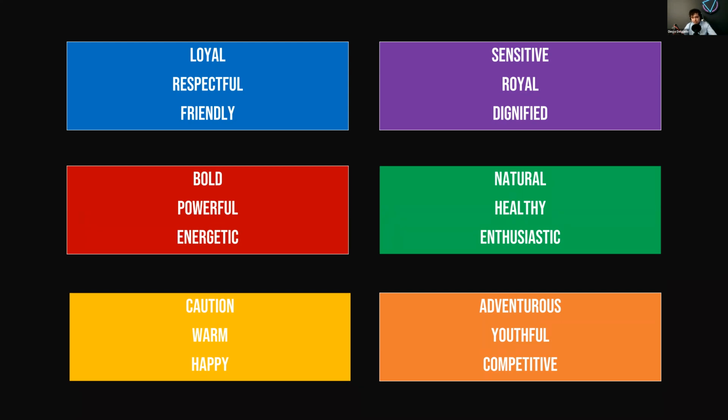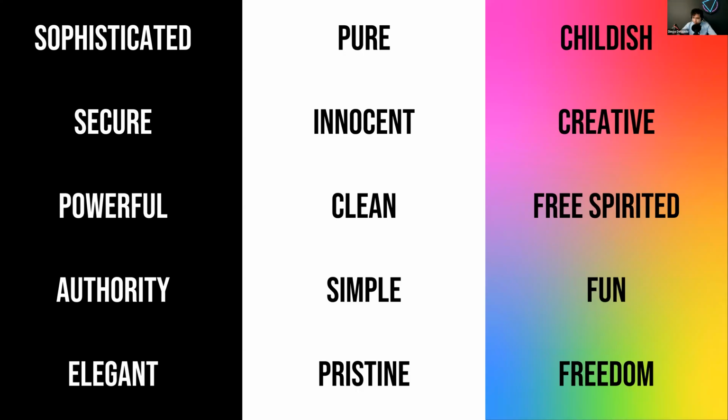Green, as you might guess, can be symbolic of nature or health or enthusiasm. And then orange is another one of those powerful colors. It can feel adventurous or youthful or competitive. And then moving on from these primary and secondary colors, we have some specialty cases. Black is often associated with being sophisticated or secure or powerful. It can mean authority and it can mean elegance. White can mean purity, innocence. It can be associated with being clean. It's also simple and pristine.